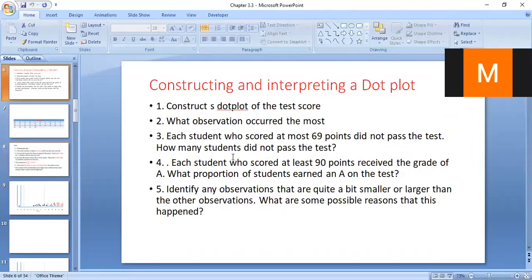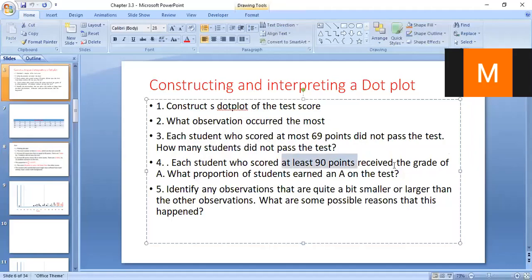And question 4: each student who scores at least 90 points receives grade A. What proportion? At least 90 points, that means from 90 to 100. So look at this one. The question is what proportion? But before you find the proportion, you have to find how many people get A, at least 90 points. Find how many people, and then you find the proportion.